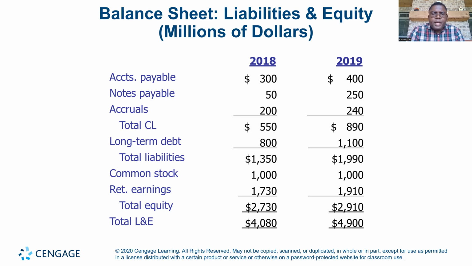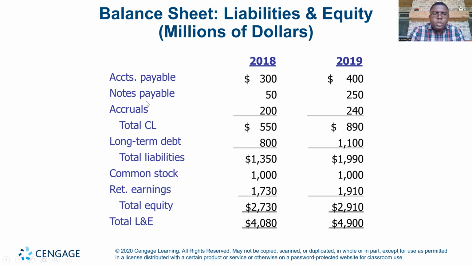So we have accounts payable. A company buys supplies but doesn't immediately make payment, so it is captured as accounts payable. So that is a liability, accounts payable.